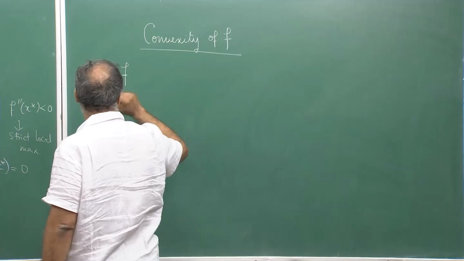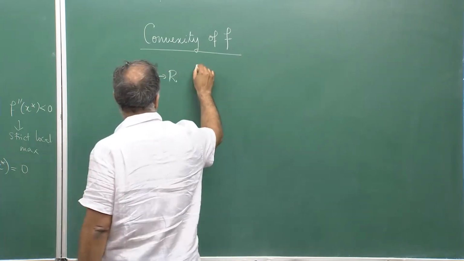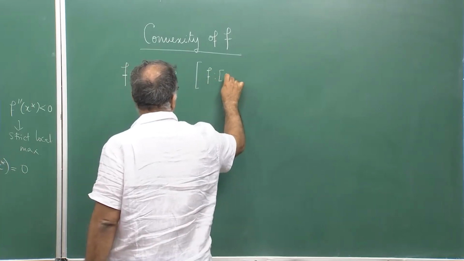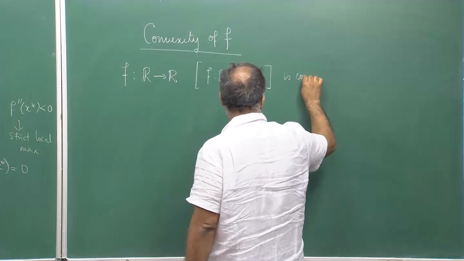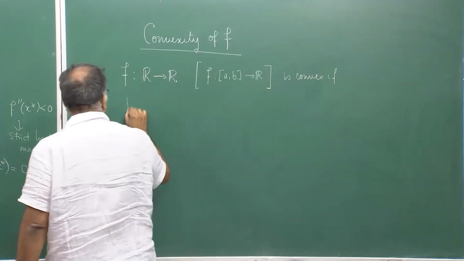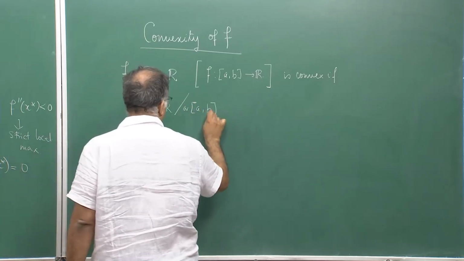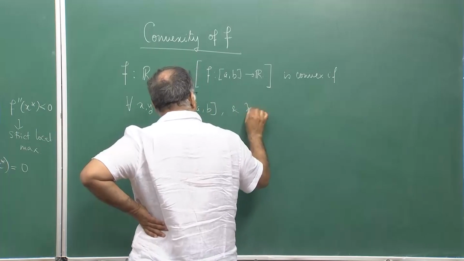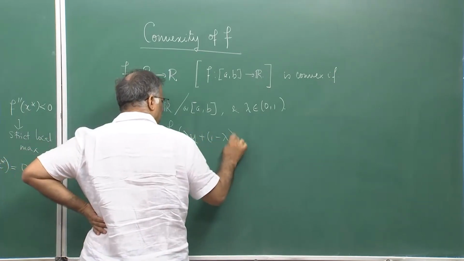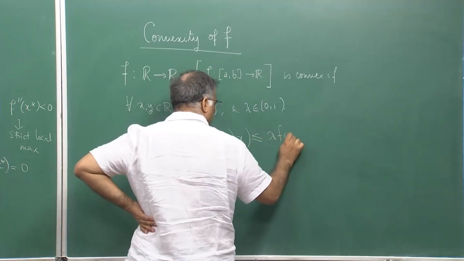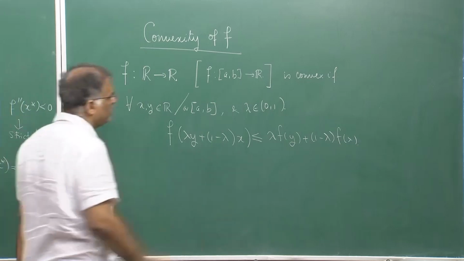A function f, say from R to R, or if you want a function f from [a, b] to R, is convex if for all x, y element of R or [a, b], it does not matter what you want, and any lambda given in [0, 1], f of lambda y plus 1 minus lambda x is less than or equal to lambda f(y) plus 1 minus lambda f(x). This is true for any lambda between 0 and 1.